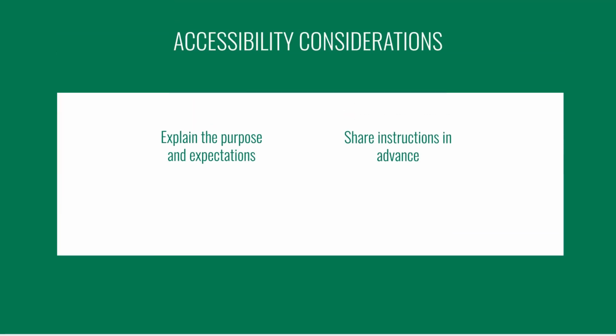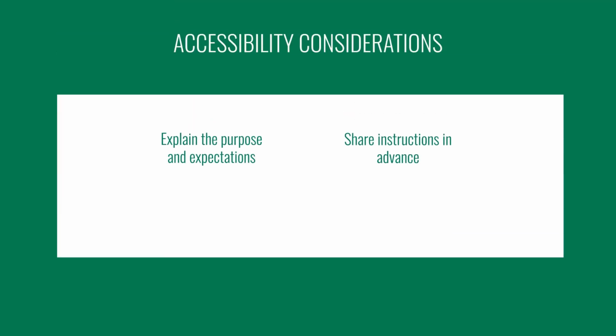Follow these accessibility considerations to ensure the activity is inclusive and accessible for all learners. Let students know why you're doing this activity and what you expect from their contributions. Provide this in both written and oral format. If possible, share the instructions before class so learners can prepare questions or thoughts to better engage in the material.